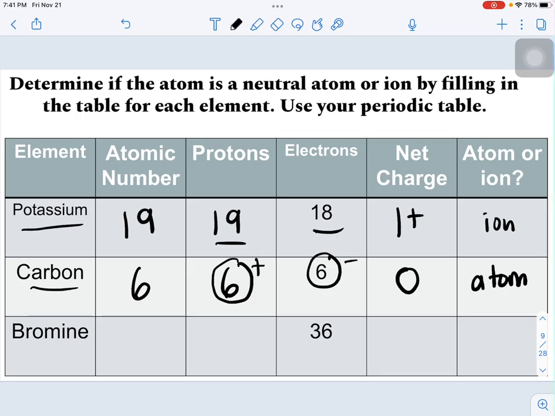Now let's go ahead and look at bromine. Bromine is atomic number 35. We know that we have 35 protons, and that's going to give us a 35 plus charge, but we have 36 electrons, so we have 36 negative. I have one more electron than proton, so I'm going to have a 1 minus charge. This is an ion.